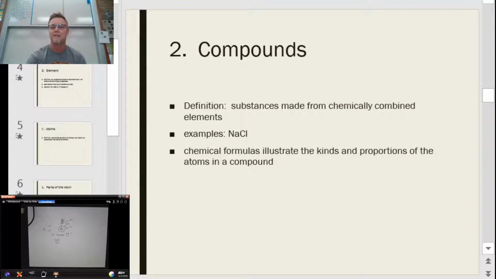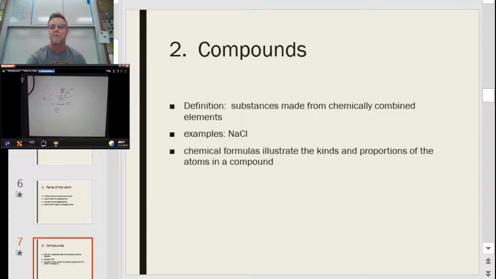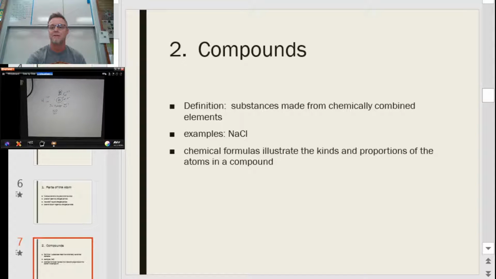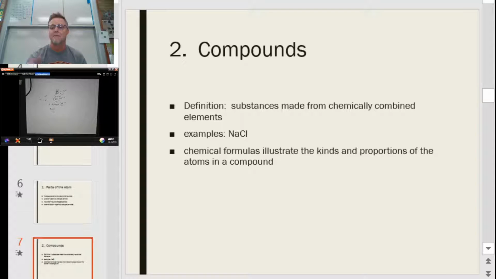Okay, so let me get this out of the way. Move this right back up here for you. Okay, and then we'll go back to talking about compounds here. Okay, so when you think about a compound, right, a compound is a substance that is made from chemically combined elements. Why do they chemically combine?